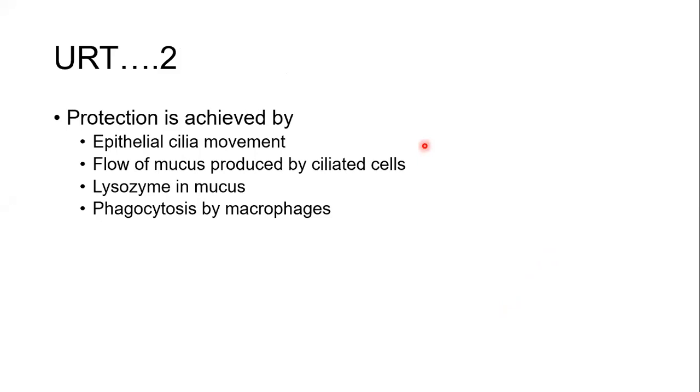In the upper respiratory tract, protection against the non-resident flora is achieved through movement of the cilia, the flow of the mucus produced by ciliated cells, the lysozymes within the mucus, and then phagocytosis by macrophages. And this, I believe, some of it will be covered in immunology.